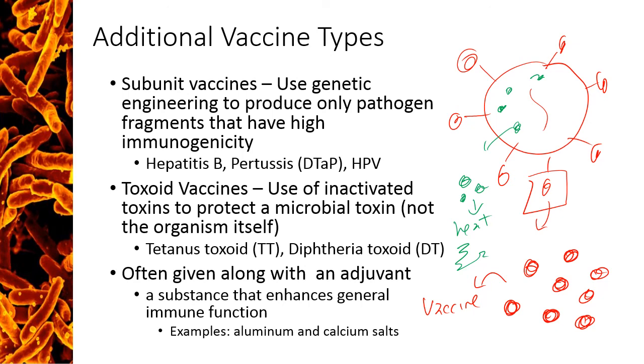The key with these is they often have to be given along with what's called an adjuvant, and that's just something that's going to help enhance the general immune response. Some common adjuvants are things like aluminum or calcium salts, and it's really because you're not giving a cell itself, which is what the immune system is used to responding to. And so adjuvants just help boost the immune response so you get a better memory response forming.